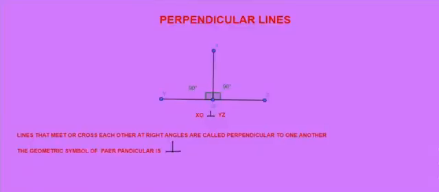Lines that meet or cross each other at a right angle are called perpendicular to one another. The geometric symbol of perpendicular is like this.